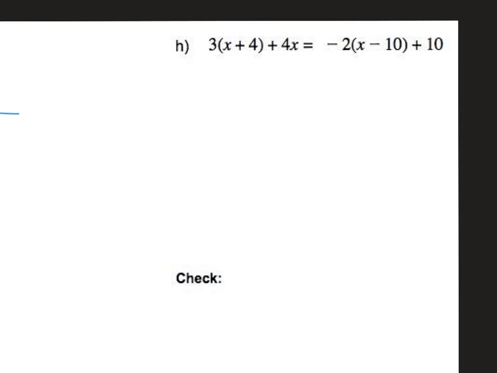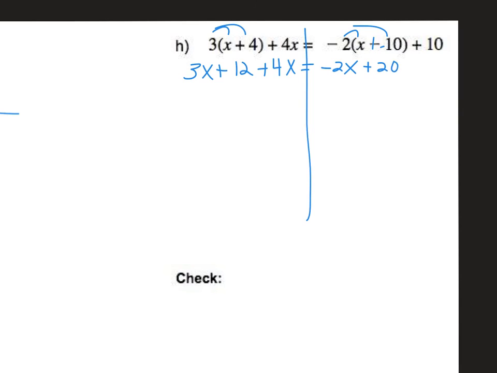All right, letter H, the longest one yet. We've got this. Okay, we'll start by distributing, getting rid of these parentheses. So we have 3x plus 12 plus 4x. I would make this one plus the opposite here on the inside so that we can see we have a negative 2x plus 20. We've got two negatives multiplying here.